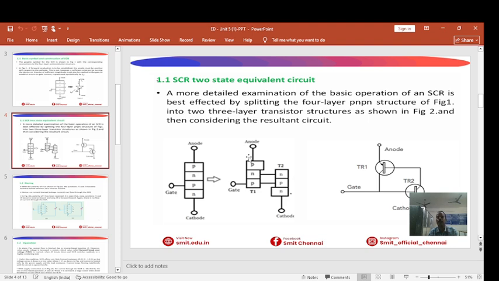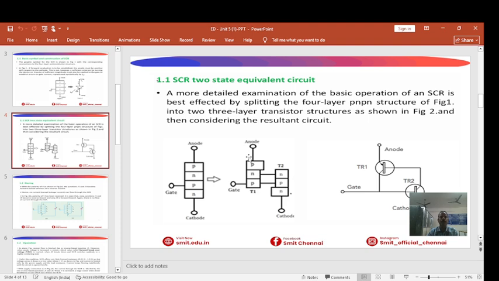Here also there is an equivalent analogy in terms of symbolic representation. The first transistor is an NPN transistor, the next transistor is PNP, both connected back to back, forming the gate, cathode, anode. This structure you also have to remember, since it represents the analogy of the SCR with transistors.